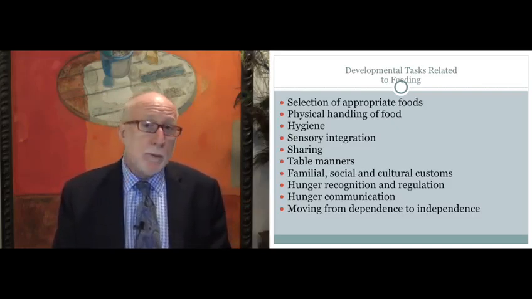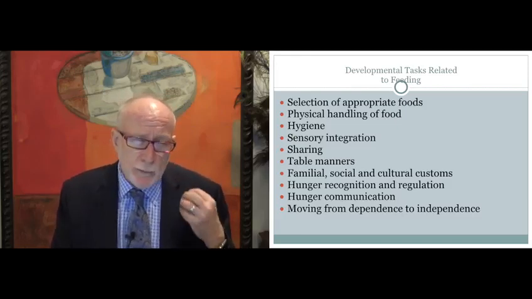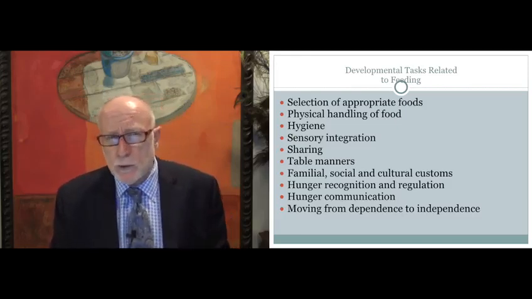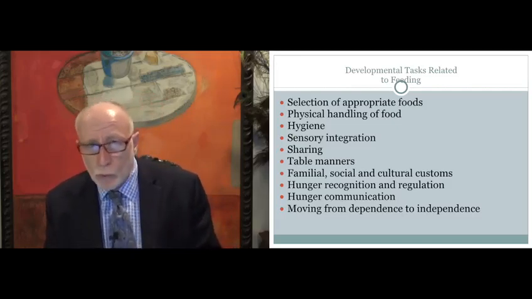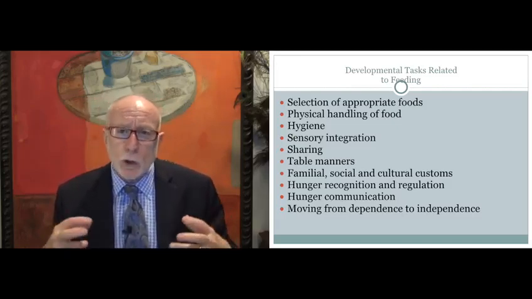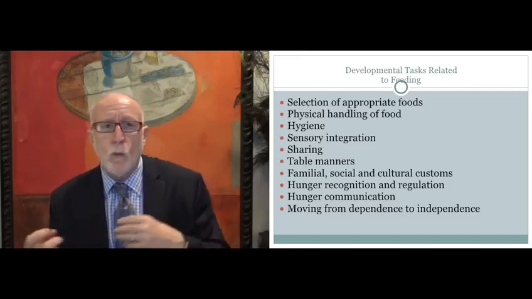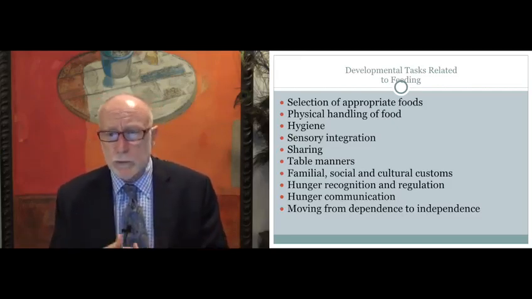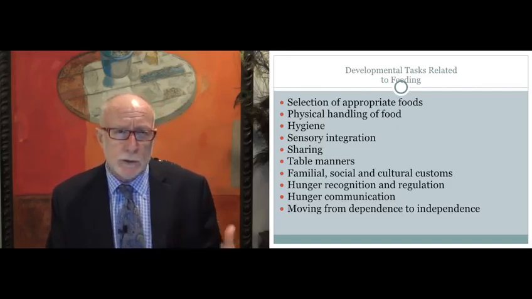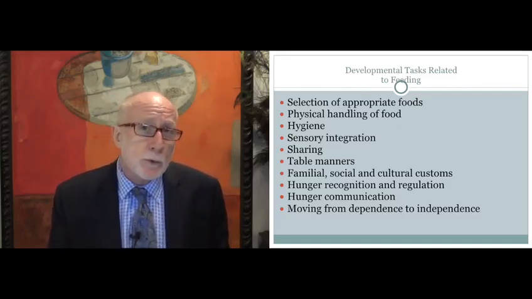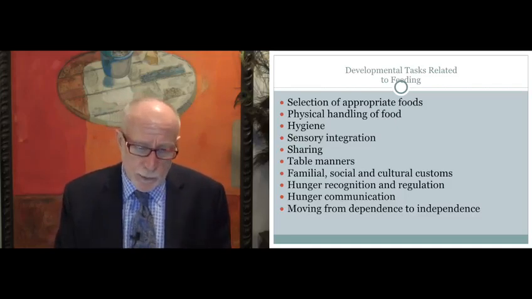Sensory integration. By that I mean foods have textures, foods have flavor, foods have temperature. You could have a chewy, warm food. You could have a crisp, hard, cold food. Kids have to learn to deal with this wide variety of temperatures, textures, flavors, and so forth. It's not a given. It has to be learned across time. And that creates some opportunities for problems in some kids.